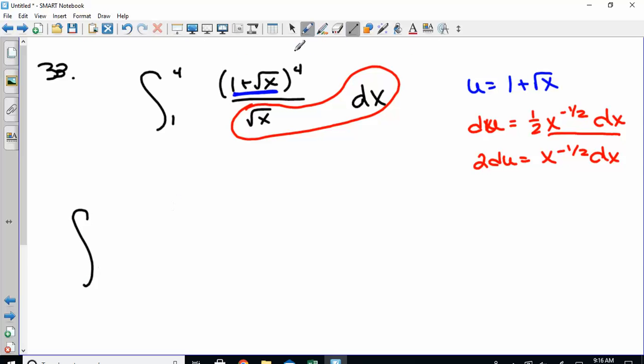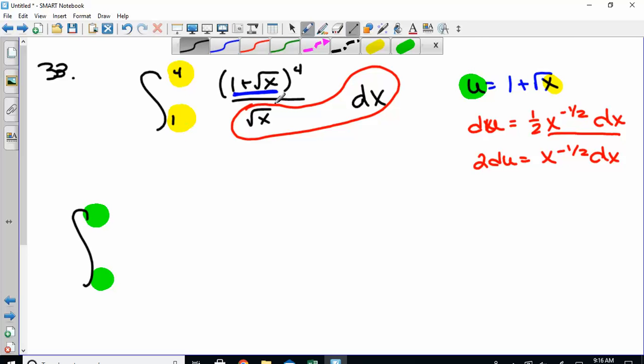When you work this integral, one thing you have to watch, these limits match my x value. So you either have to change them now or go back to x at the end. I usually just change them. So I need to find out what u is. So if x is 1, 1 plus the square root of 1, so 1 plus 1 is 2. If x is 4, 1 plus the square root of 4, so 1 plus 2 is 3.